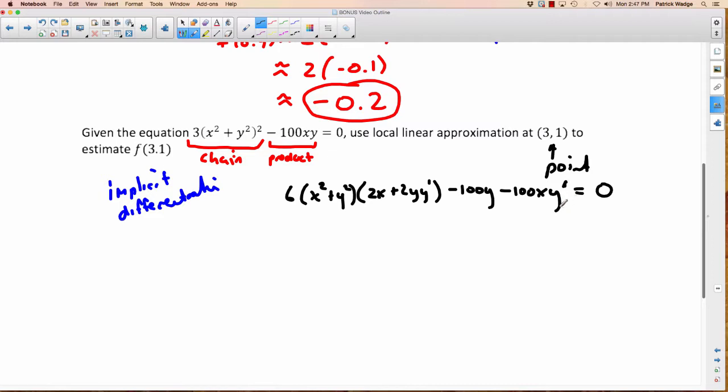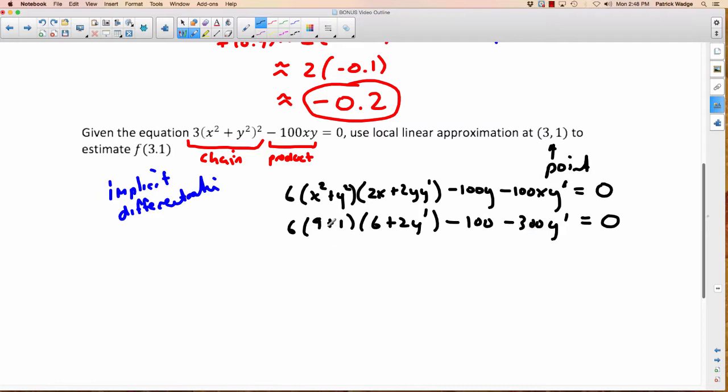Okay, so now, this is what the slope is equal to at that point. But in order to get the exact value, you've got to plug 3 into the x's and 1 into all the y's. So we'll do that now. 6 times (3 squared, that's 9, plus 1 squared, that's 1). 2 times 3 is 6. 2 times y is 2, and we still have a y prime. Minus 100 times 1 is 100. Minus 100 times 3 is 300, y prime equals 0.